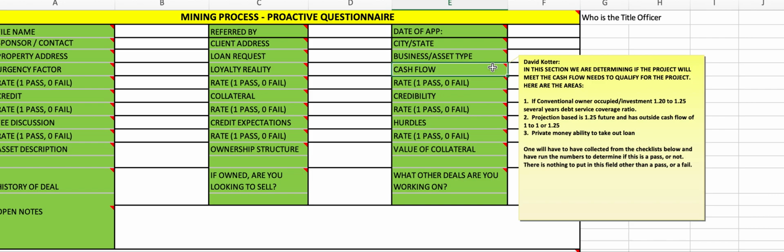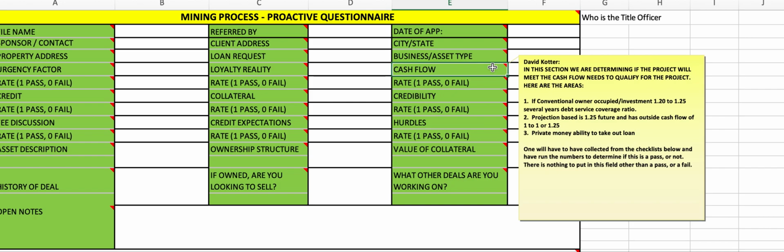It makes it more difficult because they want to see there's cushion, 20 to 25% cushion between the payment and the cash flow. If it's a projection-based deal, it's 1.25 in the future, and they're looking for outside cash flow of 1 to 1.25. So, for example, if it's a startup and let's say someone still has a job, or a husband and wife, then their income could be sufficient to where they could still service the debt with the outside income for the new loan.